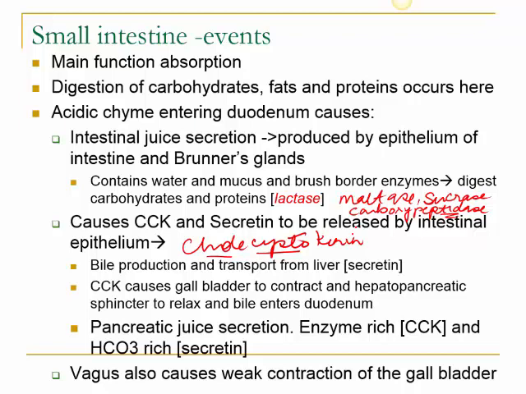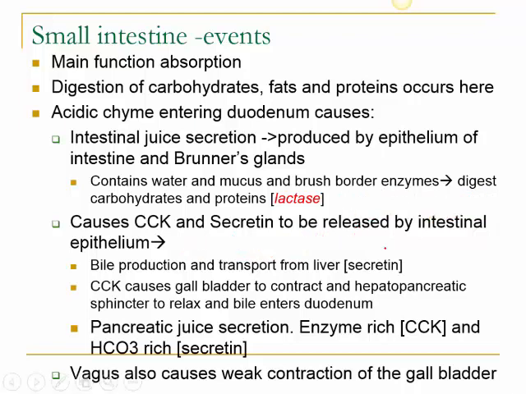So cholecystokinin and secretin are released by the intestinal cells. They go into the bloodstream and travel all the way to the liver, where they cause increased bile production and transport of the bile. Bile production is increased more by cholecystokinin. Secretin is more for the transport part of it.